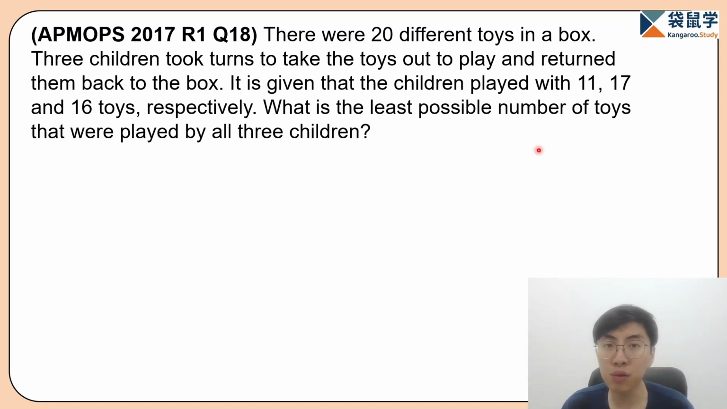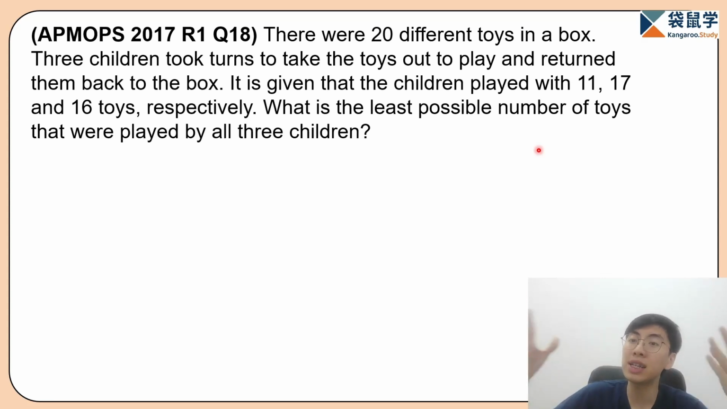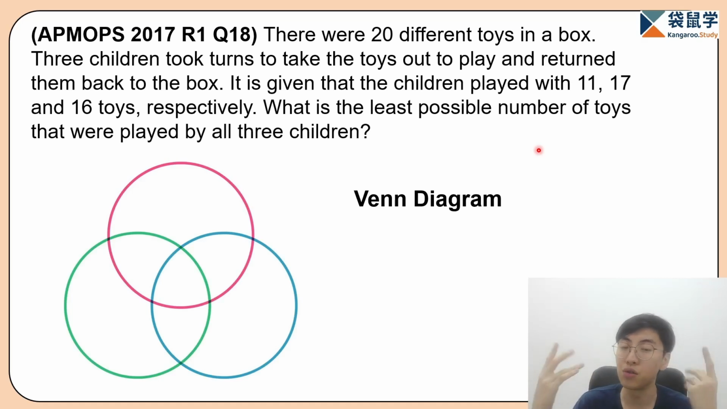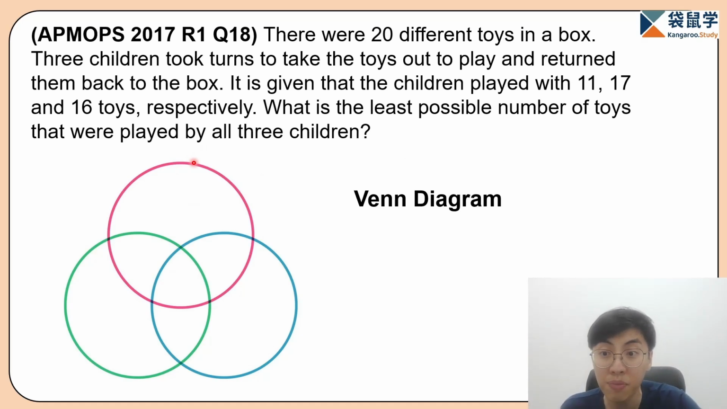While we are looking at this question, the first thing that we can think about is most likely this thing called the Venn diagram, because some of the toys were played with by 1 child, some by 2 of them, and some by all 3 of them. So that's the first thing we can think about. And since there are 3 different children, we'll just draw out 3 circles to represent them, with the first circle representing the toys played by the first child, this green colored one representing the second one, and the blue one representing the third one.